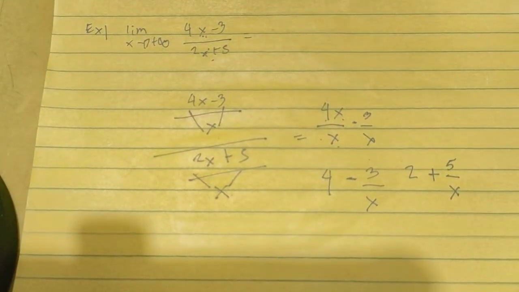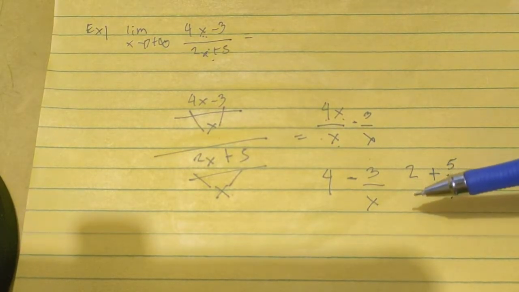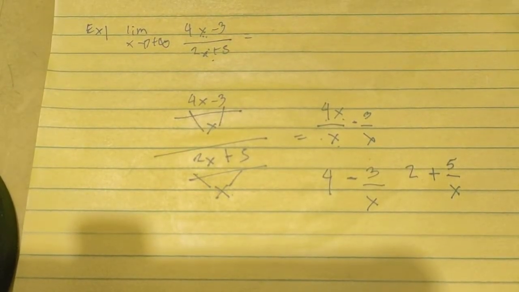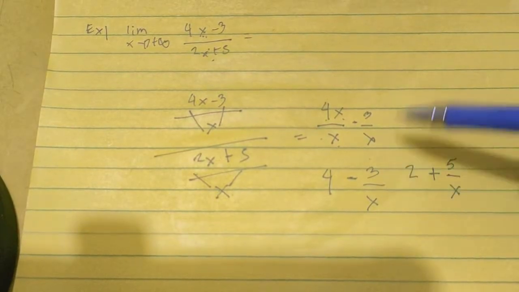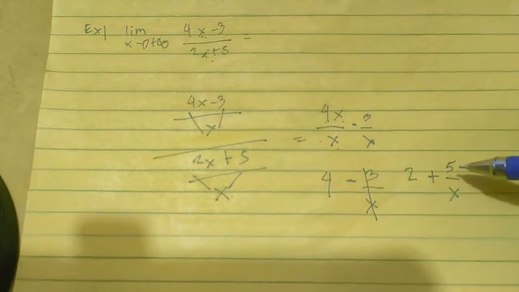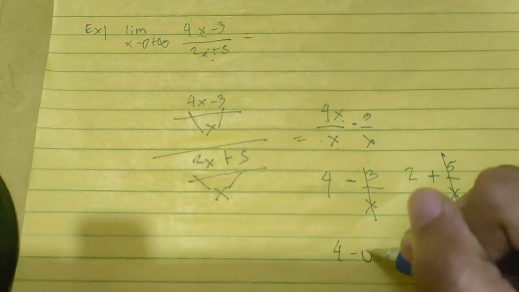So the next step is we need to cancel out the number with the denominator and numerator. Example, this one. The fraction is considered as 0. This is considered as 0. So we need to cancel this out. And we have 4 minus 0.